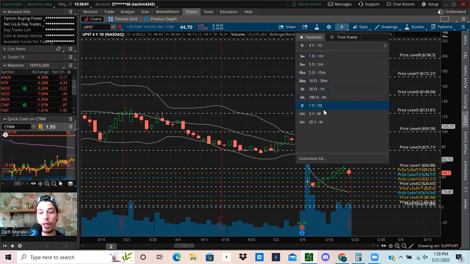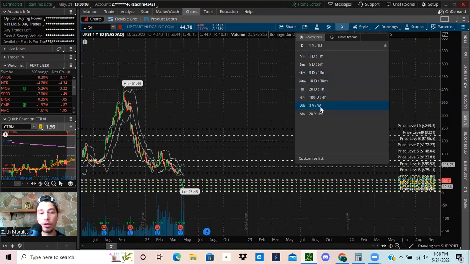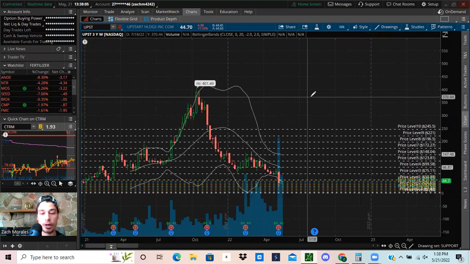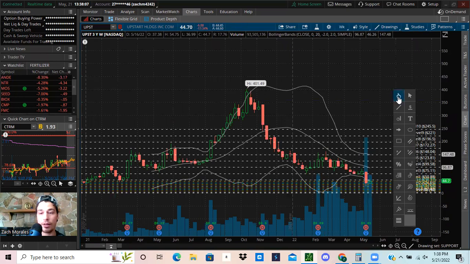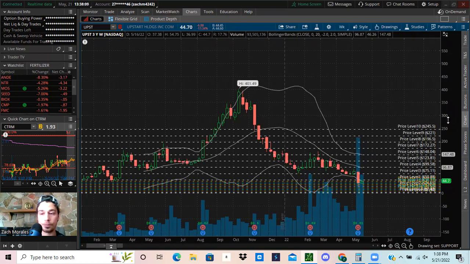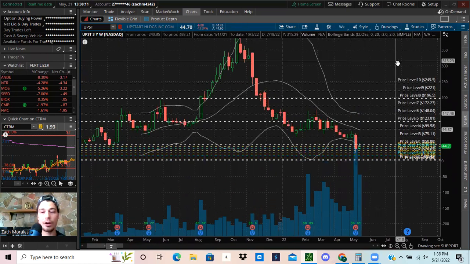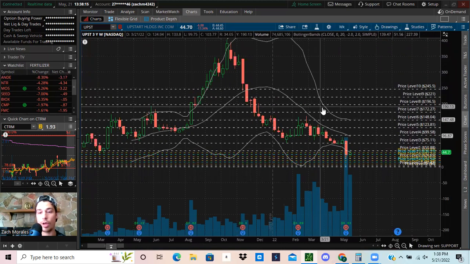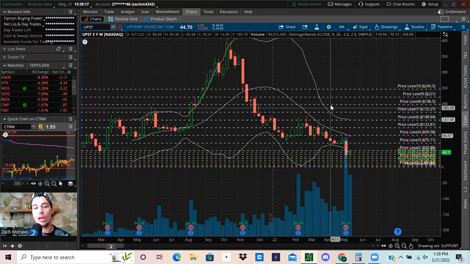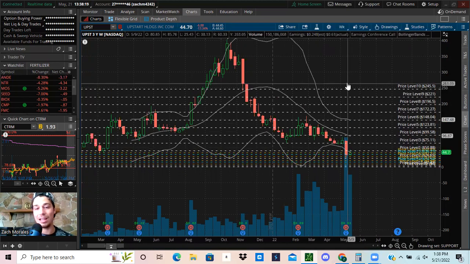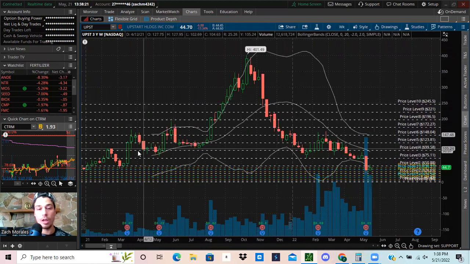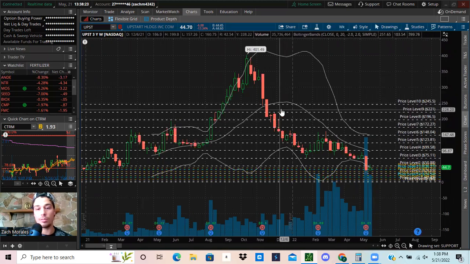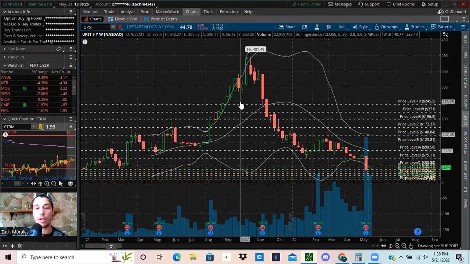If we zoom out to the weekly chart, it'll give us a bigger picture overall, and we can see that we're definitely starting a downtrend. The Bollinger Bands are starting to squeeze and tighten up. If you look at what happened, we had this crazy bull market and it just blew the Bollinger Bands up. That's what the Bollinger Bands do. They expand reacting to the price and then they compress reacting to the price.